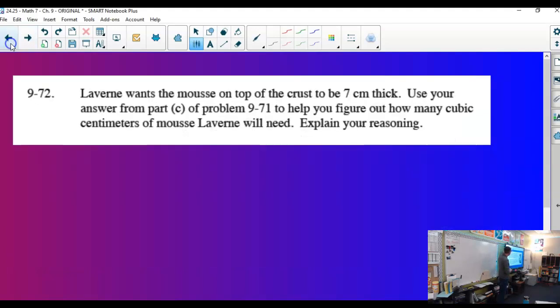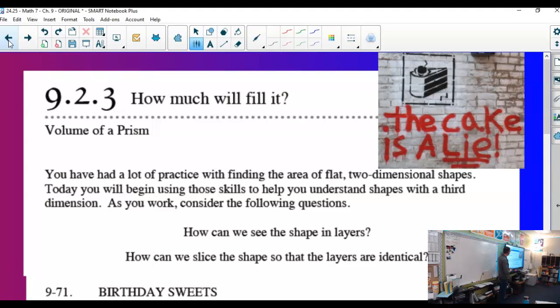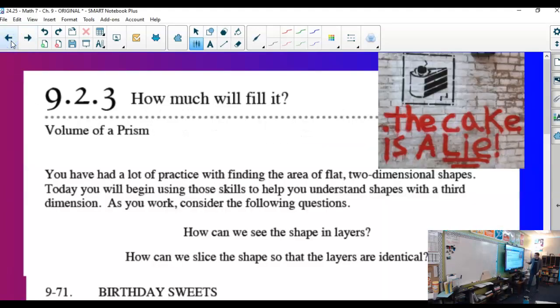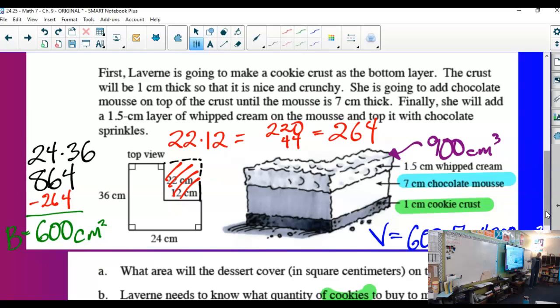Well, how much whipped cream did we just calculate that we needed? 900, right? So Laverne is good. You have too much. Or you just eat it. Or you could just make it higher, if it's the top layer. So I agree with the math that we set up. We quote unquote have two, but okay.